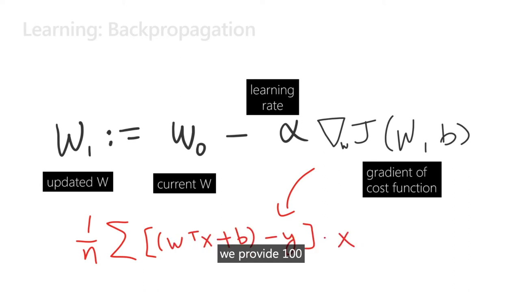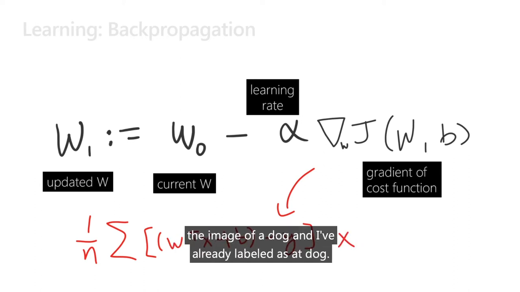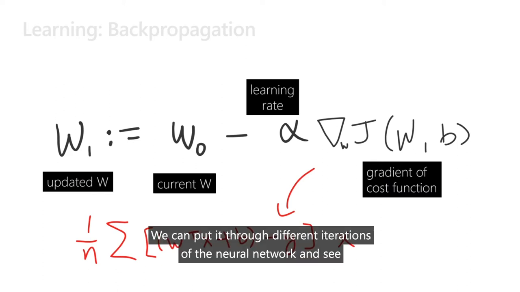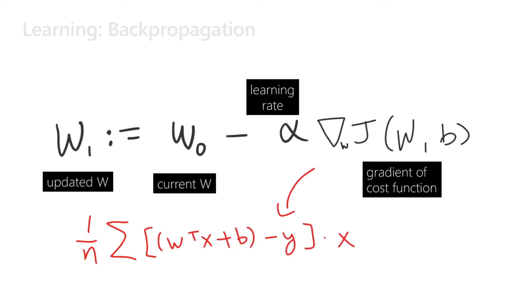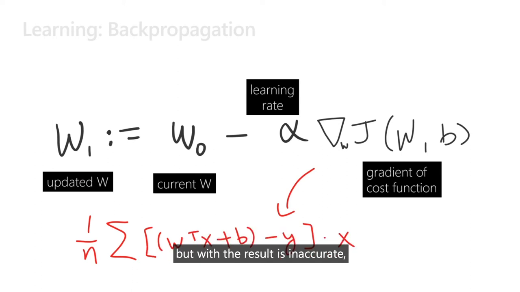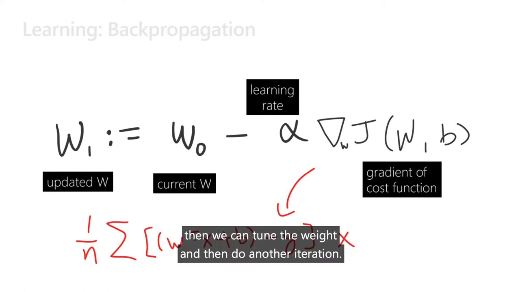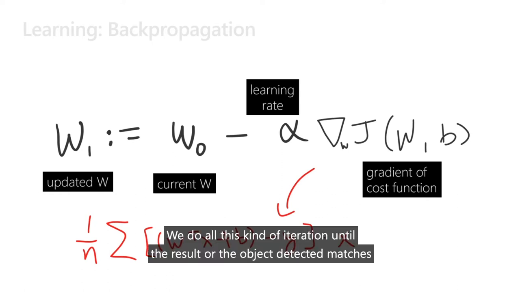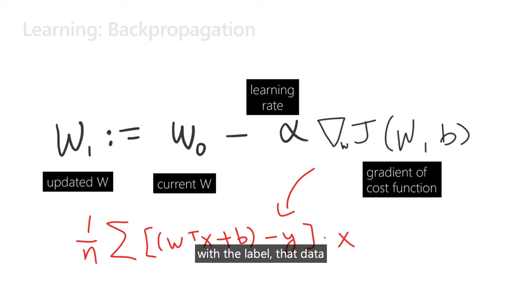For example, we provide 100 images of a dog and we have already labeled them as a dog. We can put them through different iterations in a neural network and see what the result is. If the result is accurate, then we shouldn't need to tune much of the weights. But if the result is inaccurate, then we can tune the weights and do another iteration. We do all these iterations until the result or the object detected matches the labeled data.